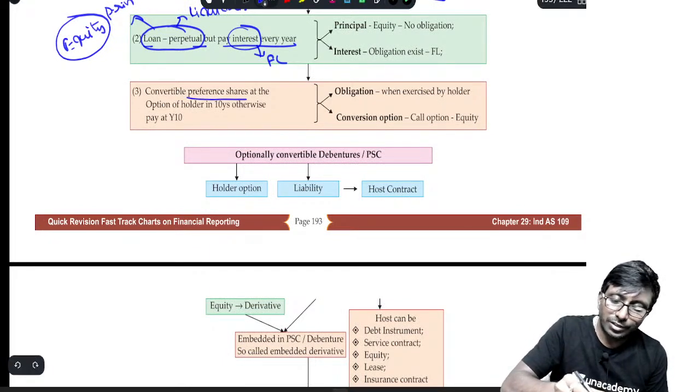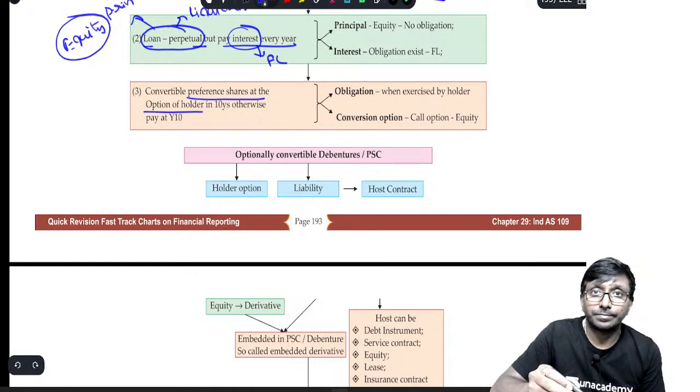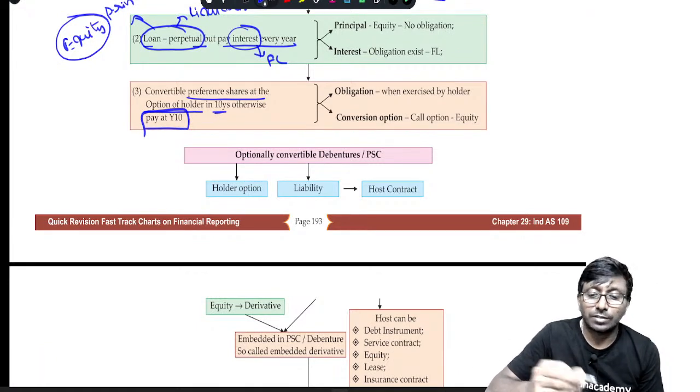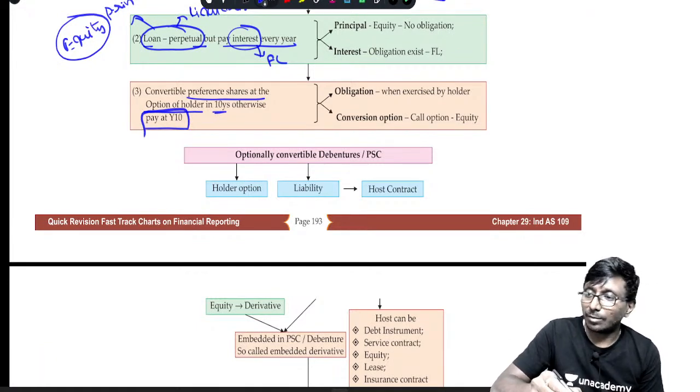Right? Convertible preference shares at the option of the holder. In 10 years. Otherwise, we have to pay 10 lakh, I mean, you have to pay at the end of Year 10. Yes, we have an obligation.